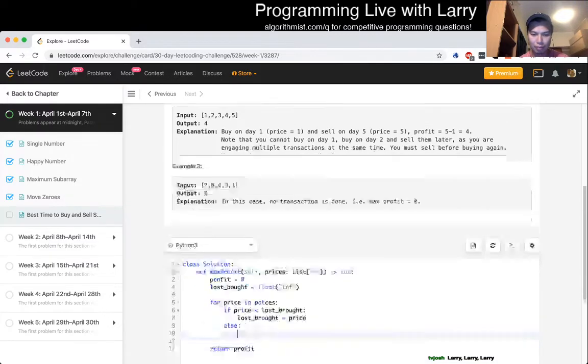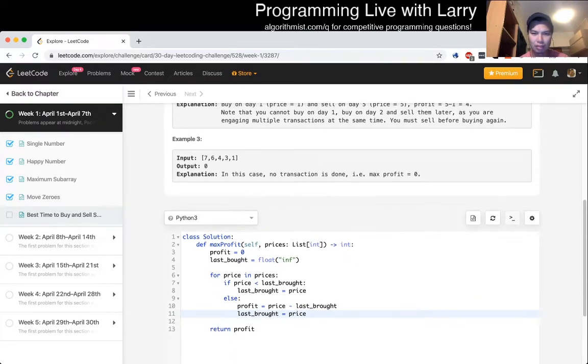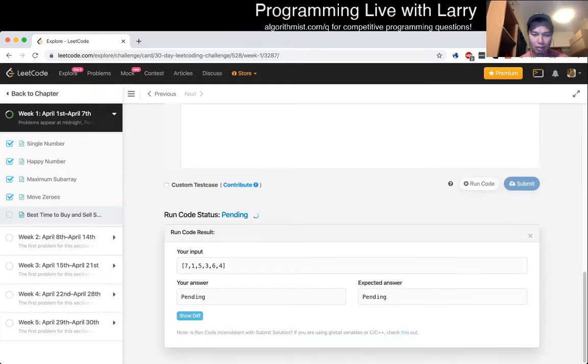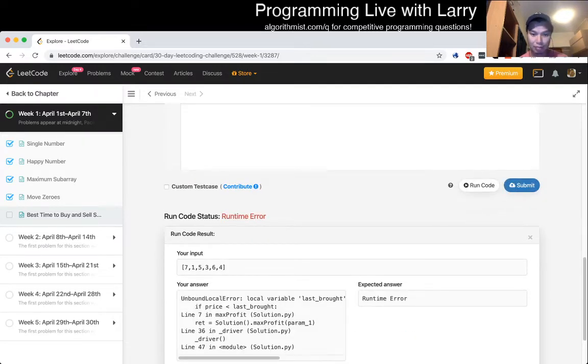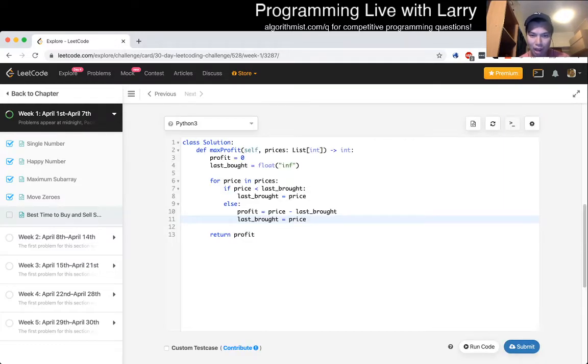profit is equal to, let's say we made a profit, so let's sell it, and then pretend we potentially bought it at the current price. Something like that. I have a typo. Oh, bought and bought.